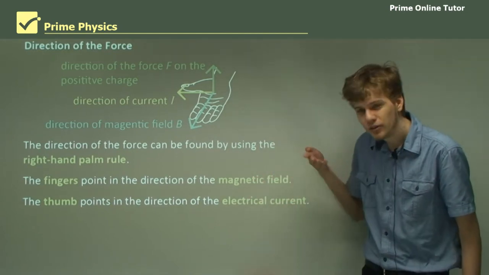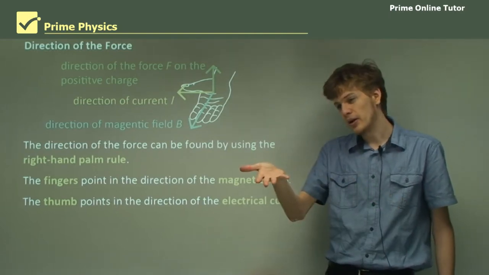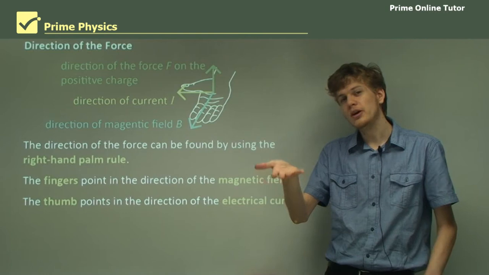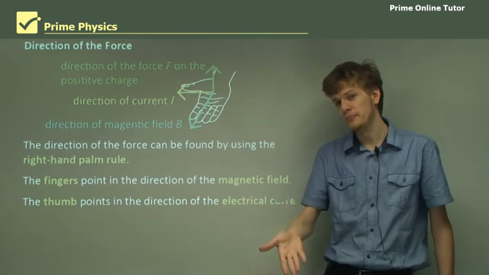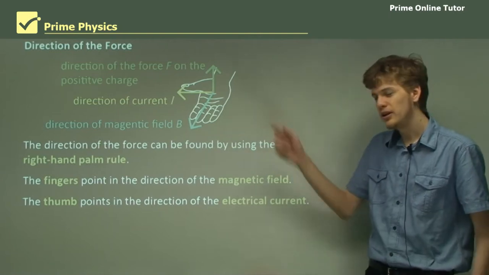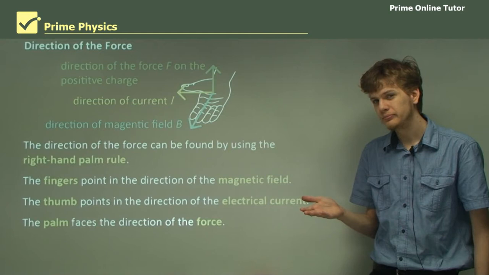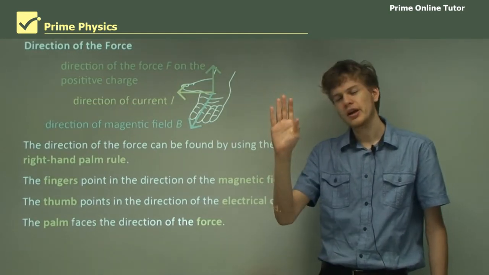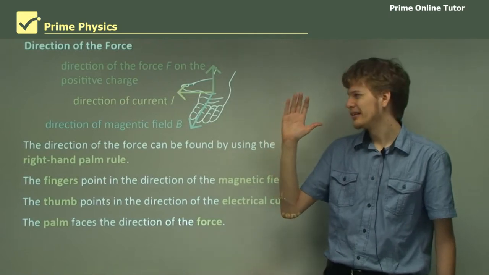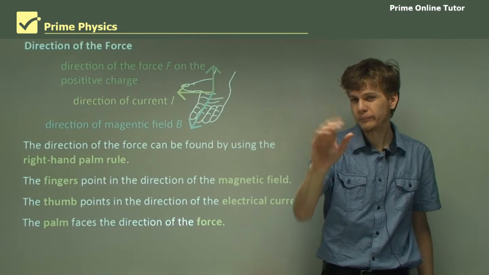So we have a magnetic field in one direction and an electric current in another direction, and the force will need to be at right angles to both of these, so it'll have to be either up or down. And we can see here that the palm will be facing the direction of the force. So if we have a magnetic field pointing bottom to top and an electric current pointing left to right, that means that the force will be towards you.